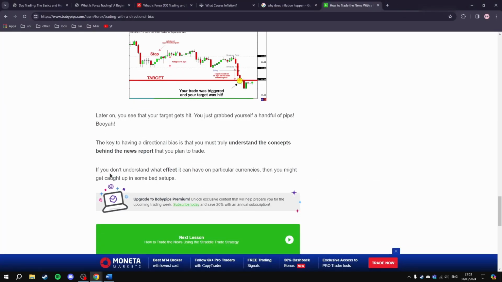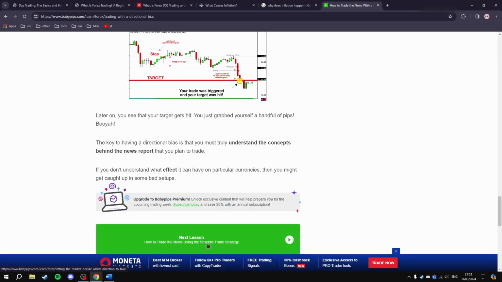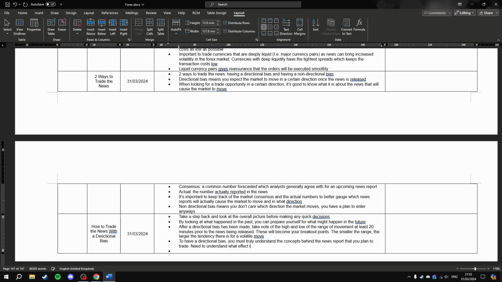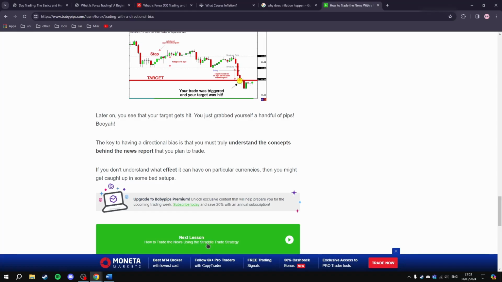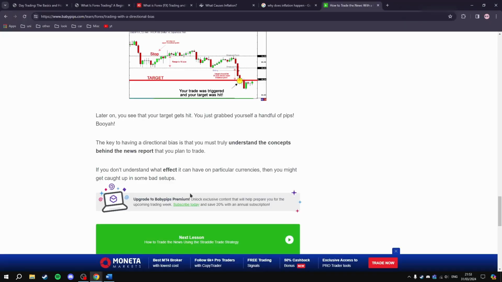If you don't understand what effect it can have on particular currencies, then you might get caught up in some bad setups. You need to understand what effects it can have on the currency.